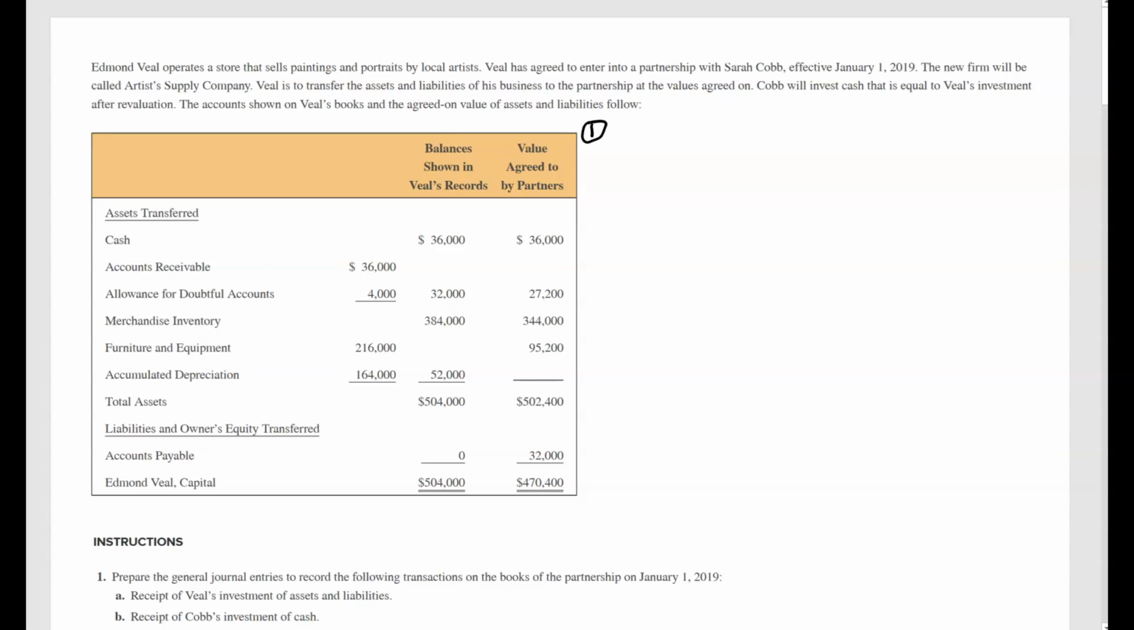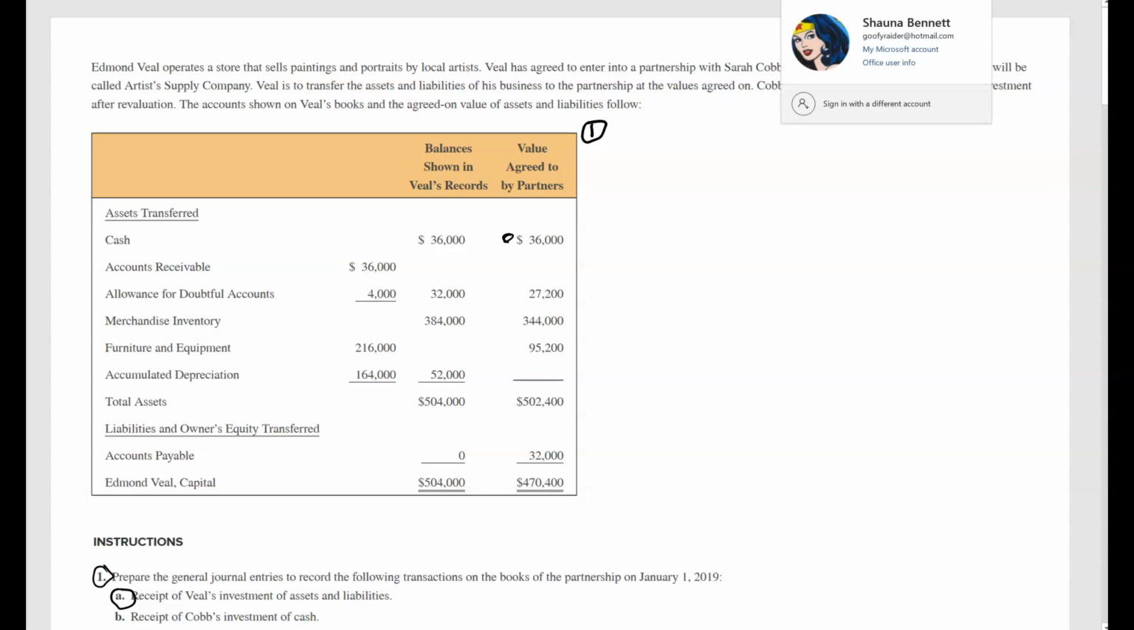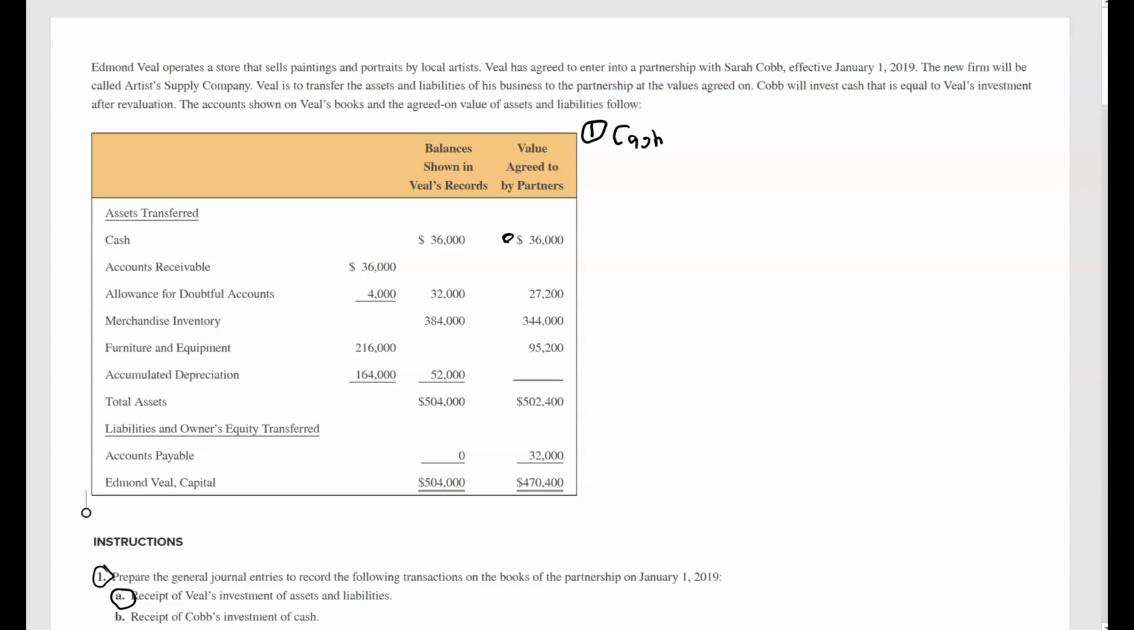Okay, so let's work on number 1, which is to prepare the journal entries to record the following transactions. The first thing we're going to do is the receipt of Veal's investment of assets and liabilities. So as you can see, cash is at $36,000. So that's what he's bringing into the partnership. So there's going to be a debit to cash for $36,000.